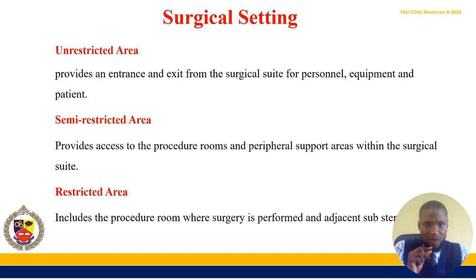Before you move from the unrestricted area to the semi-restricted area, you need to change your footwear. This area provides access to procedure rooms, where you enter the procedure room along with some other peripheral support areas within the surgical environment. The last one is the restricted area. This is where the surgical procedure is performed. It also contains other sub-areas like scrub-up rooms, where the surgical teams surgically wash their hands before the procedure is carried out.